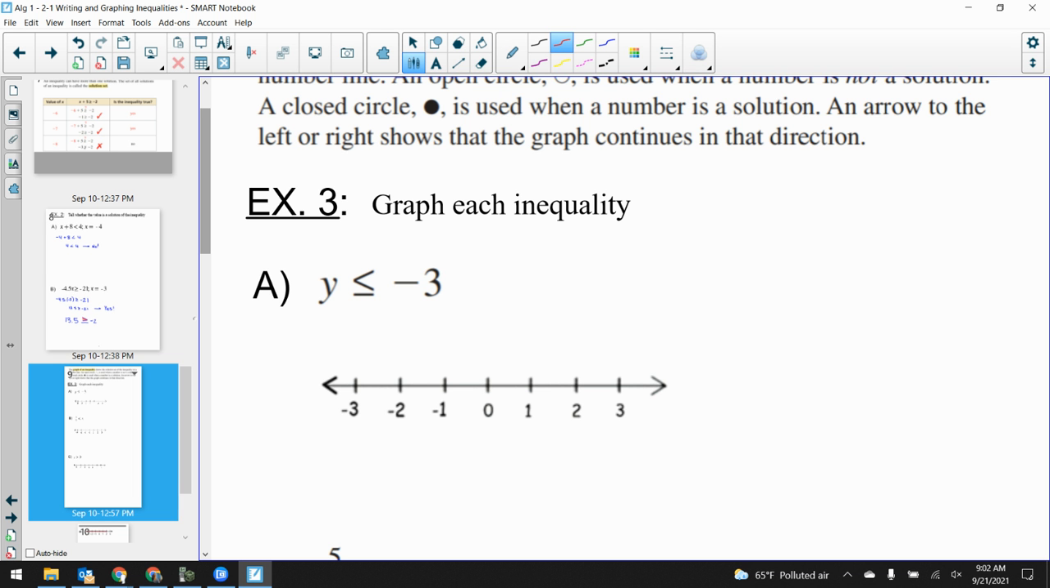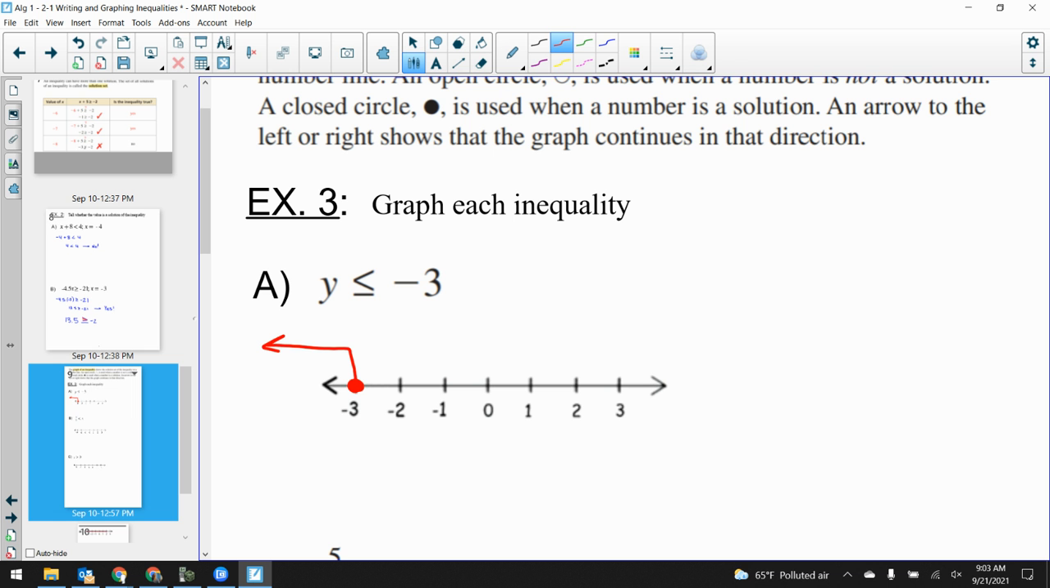Okay. So it's at -3. Is that going to be an open or closed circle at -3? Closed circle, because it's the or equal to. Now, which direction does that arrow point? Does it point to the left or to the right? Right. Oh, not right. He meant left.